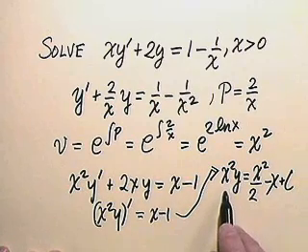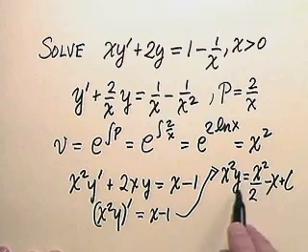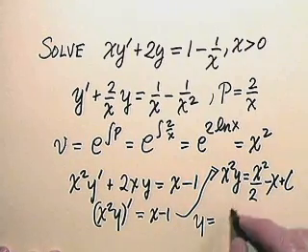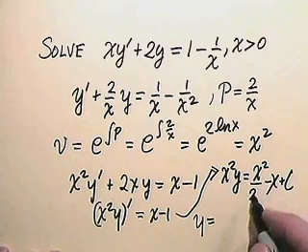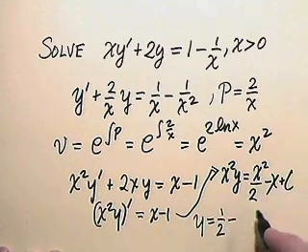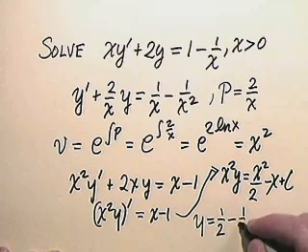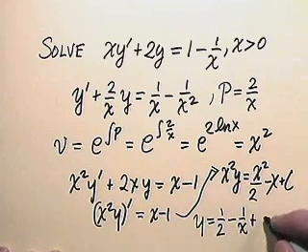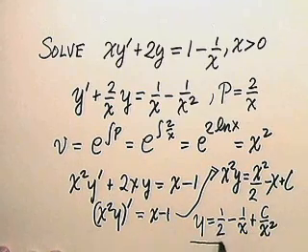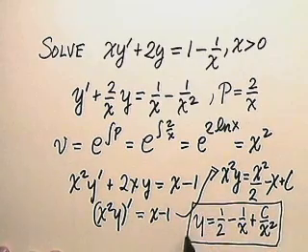And so now we can divide through by x squared everywhere to get the final solution. Y equals x squared over 2 divided by x squared is a half, minus x divided by x squared is 1 over x, plus c divided by x squared. And so there's our general solution to this first-order linear differential equation.